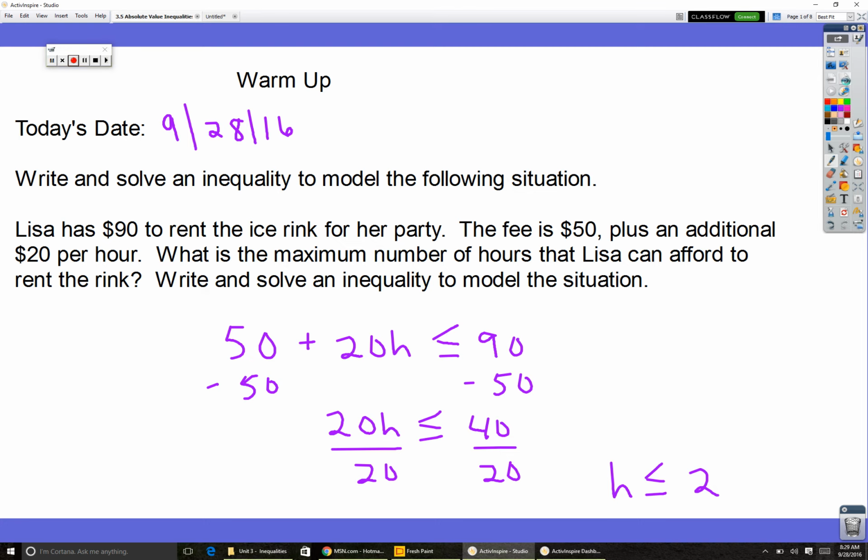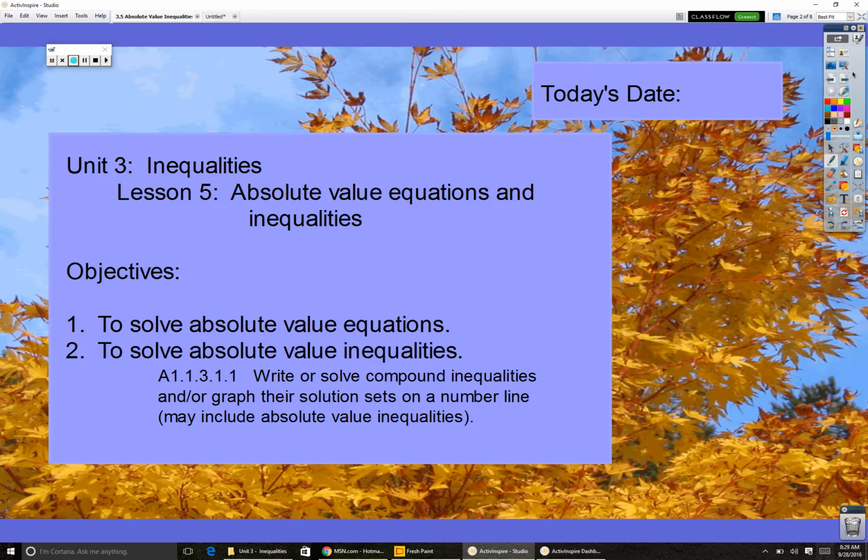Okay, yes, we're live. So today's lesson is absolute value equations and inequalities, and as I've told you, I really like absolute value inequalities, and that goes with our standard here. This last line may include absolute value inequalities. So it's telling you straight up that on the Keystones, you are very likely to see some absolute value inequalities.